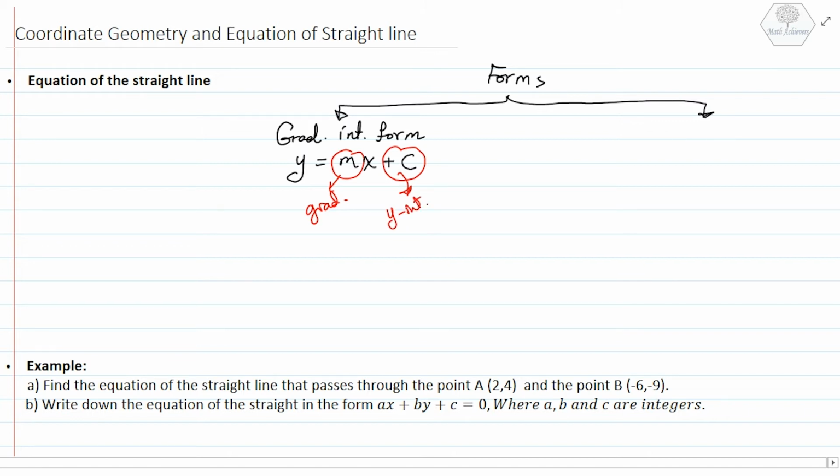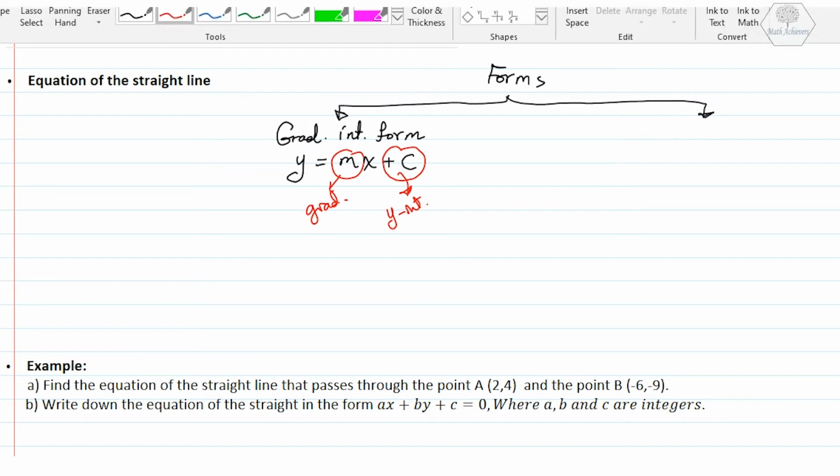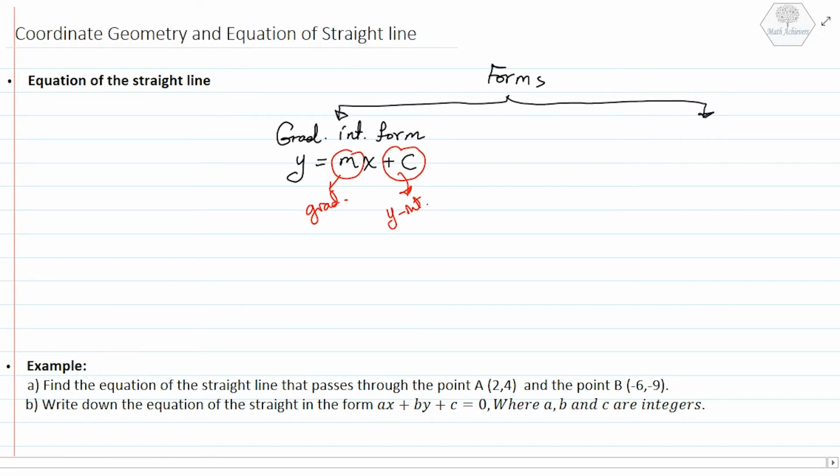The other form of the equation of the straight line, we call it the general form. The general form is written as ax plus by plus c is equal to 0, given that a, b, and c are integers.